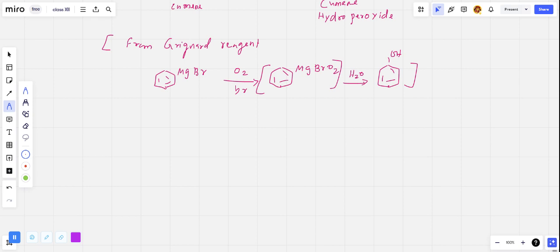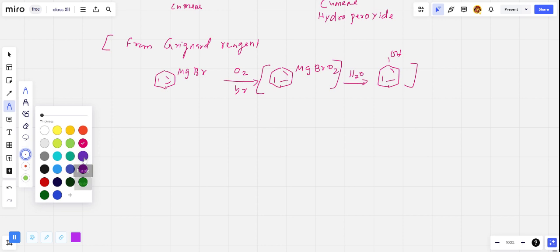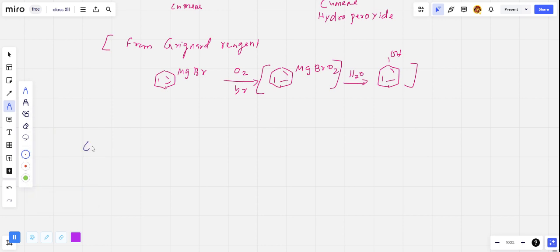We will go to chemical properties. Shall we move to chemical properties? Any doubt after this? We have seen the preparation of alcohol and phenol. The next one is chemical properties. First we are going to see the chemical properties of alcohol, one by one.